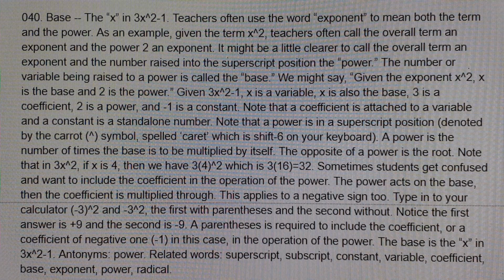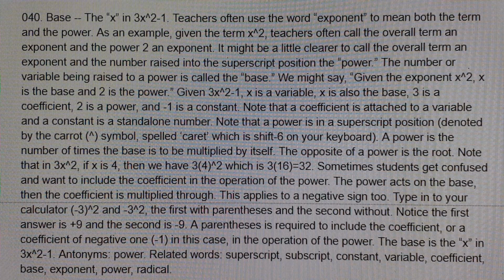The number or variable being raised to a power is called the base. We might say, "given the exponent x squared, x is the base and 2 is the power." Given 3x squared minus 1, x is a variable, x is also the base, 3 is a coefficient, 2 is a power, and the negative 1 is a constant.